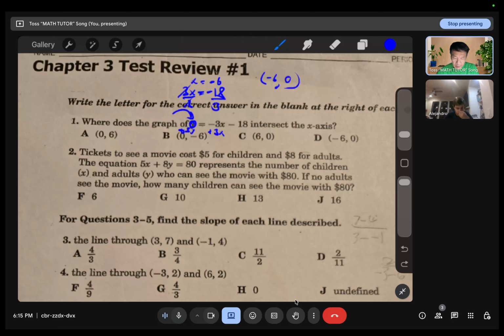5x plus 8y equals 80. Now, before I read on, what is x and what is y? Let's see how much you've got down. What is x and what is y? Oh, they tell you that on the bottom.